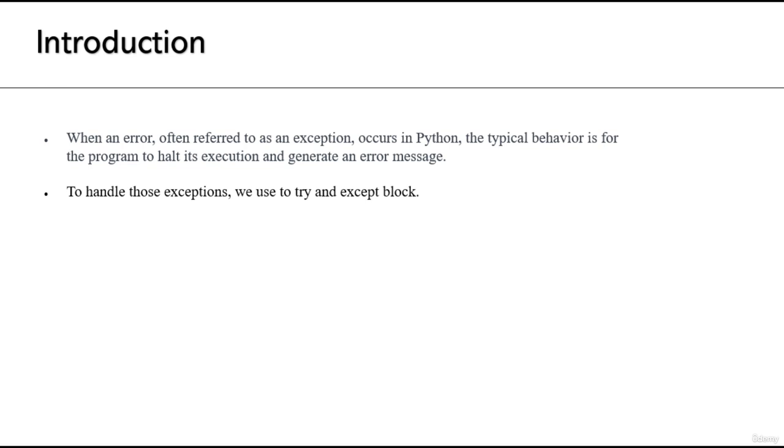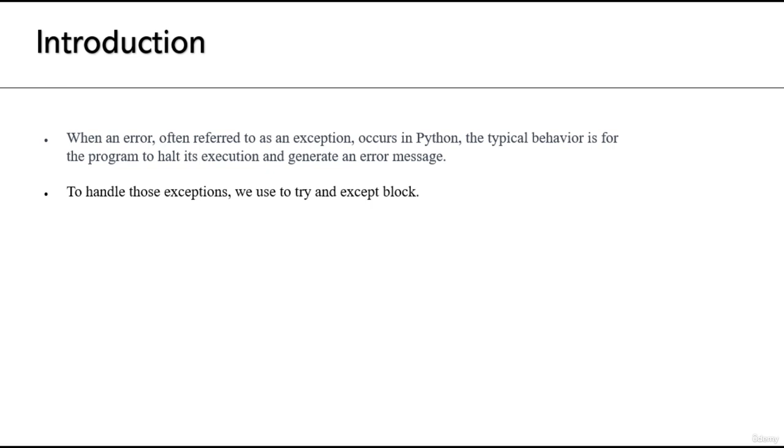This error can be a simple error, like when you divide a number by 0, and it can be a complex error, like your file is not present. So to handle those exceptions, we use something called a try and except block.